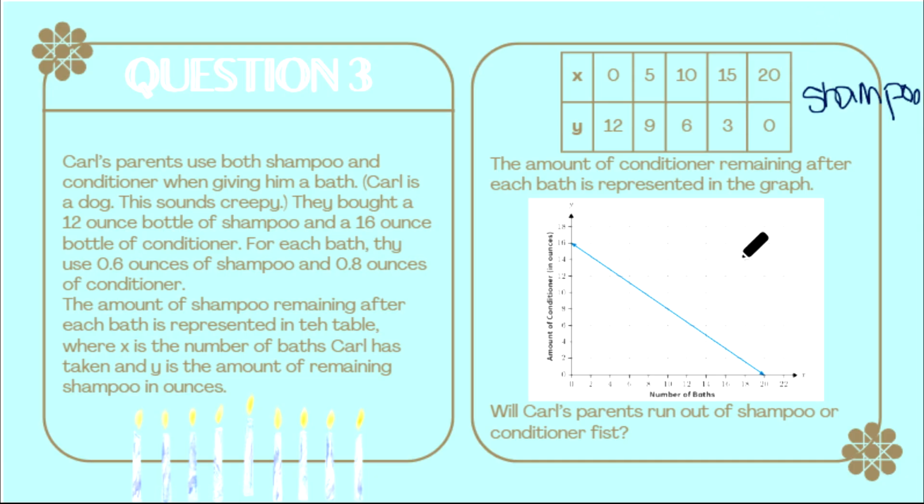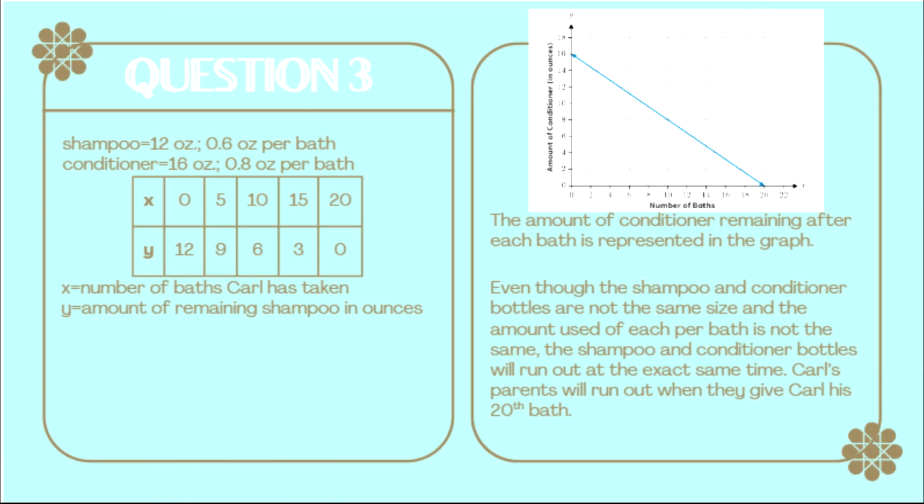Well, first, let's just look at these two. We can see right here that they're going to run out of conditioner at bath 20. And look at bath 20, they're going to run out of shampoo. We're done. It was that easy. Now watch, they're going to make it more complicated than it has to be.